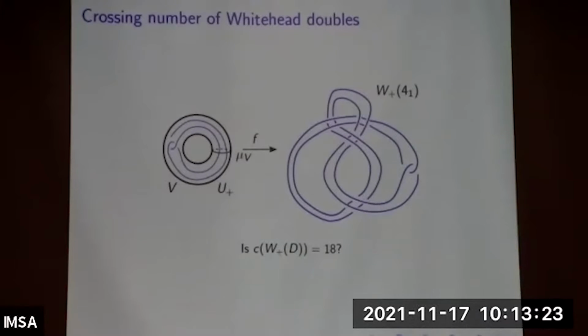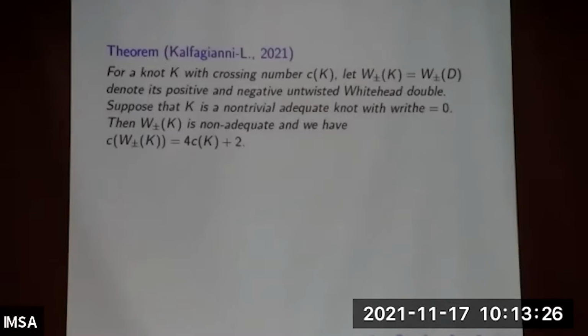So the question is whether we can determine that the diagram of the Whitehead double is a minimum crossing diagram, and we will provide an infinite family of knots where it is. So for a knot with crossing number c(K), assuming we have a minimum crossing diagram, we'll consider positive and negative Whitehead doubles. Suppose that K is a non-trivial adequate knot with rho equal to 0, then its Whitehead double is not adequate, and the crossing number is exactly realized by the given diagram.